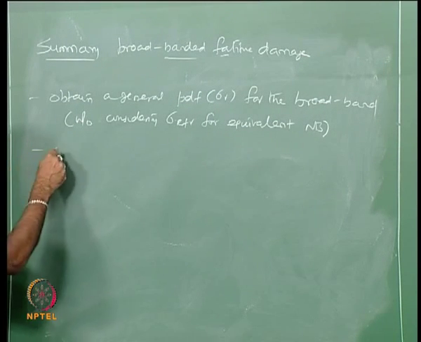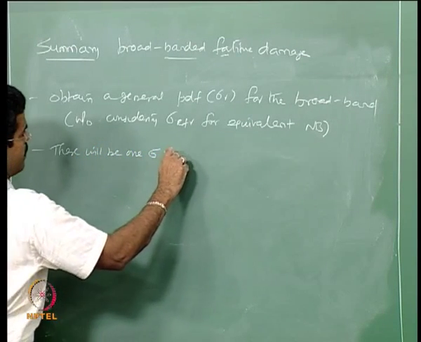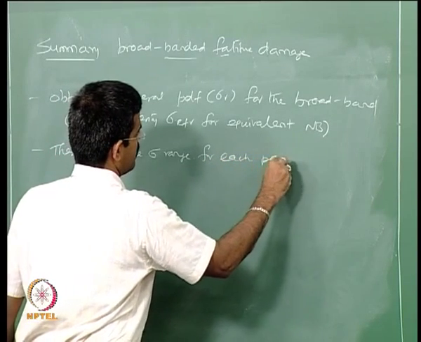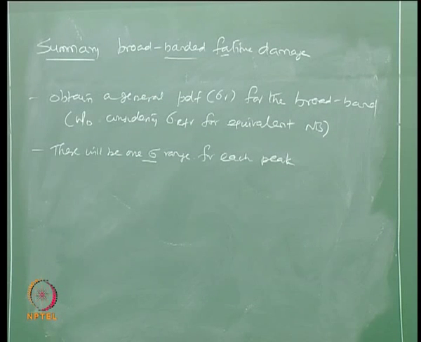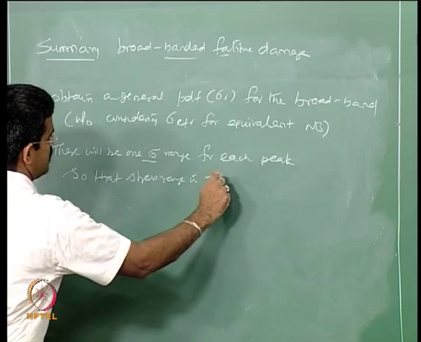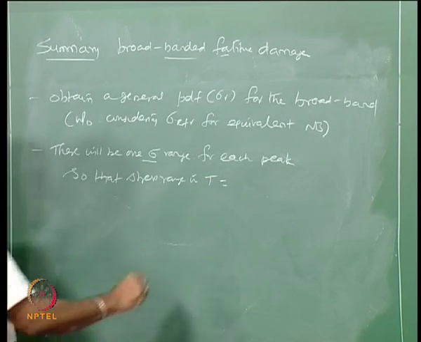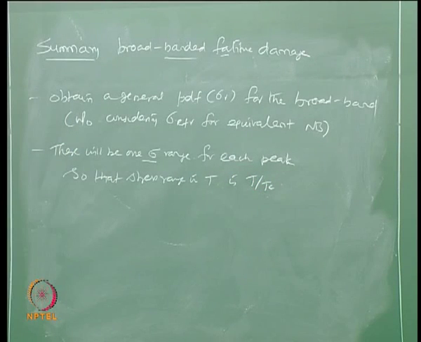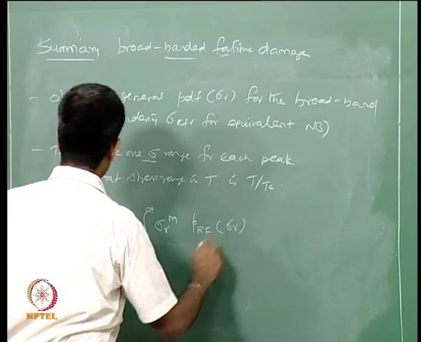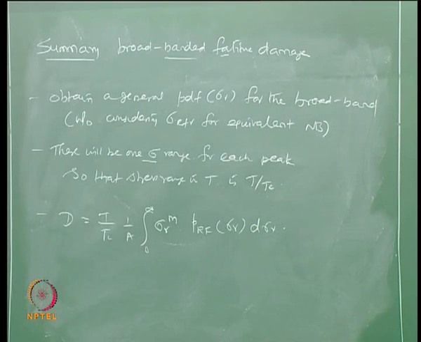So there will be one stress range for each peak in the given response, so that the stress range count in T will be T by Tc. That is why we have a multiplier here, T by Tc. So the damage D is given by T by Tc, 1 by A, sigma r to the power m, that is the stress range, times the probability density function of the rainflow directly for the sigma r d sigma r. You can easily find the damage like this.